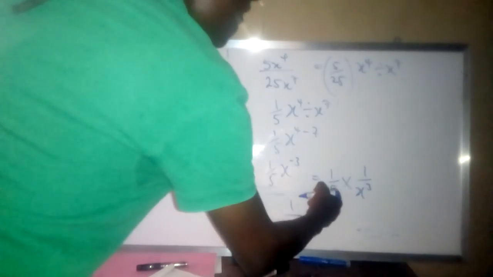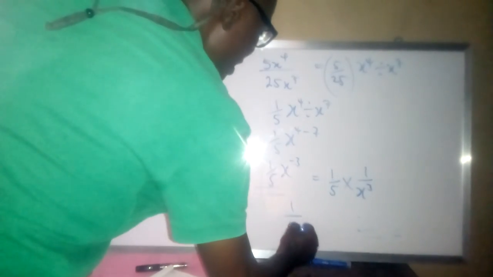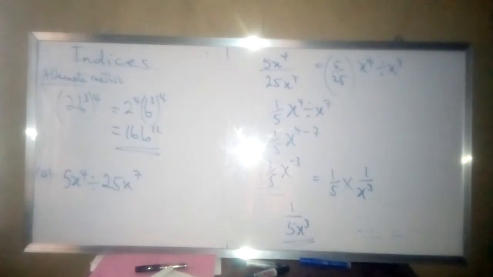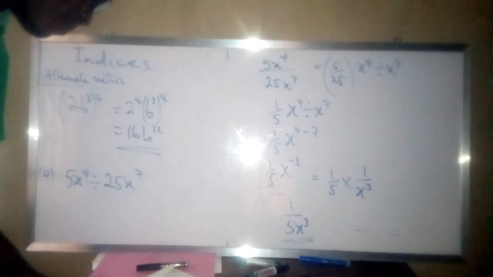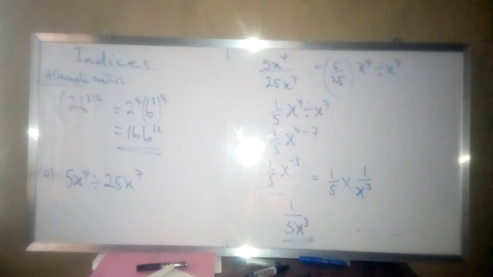Okay. So now multiply out. You have 1 times 1. You have 1 over 5 times x to the power 3. 5x raised to the power 3. So you can leave it like that. You are safe. If you leave it like that, you are very, very okay. So on this note, we come to the end of the solution to the problem.